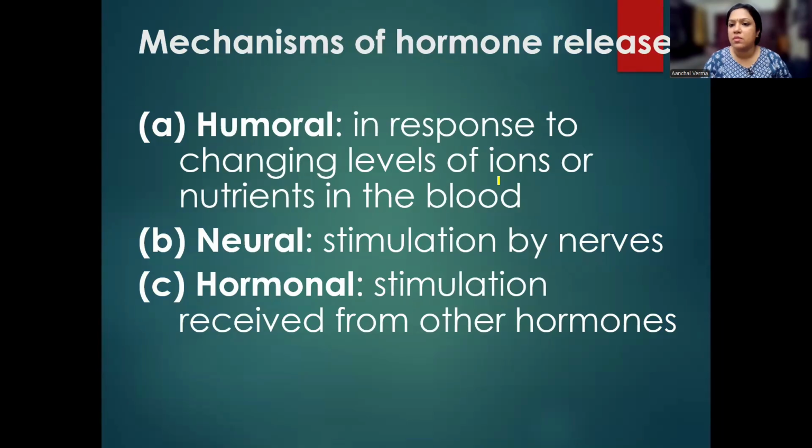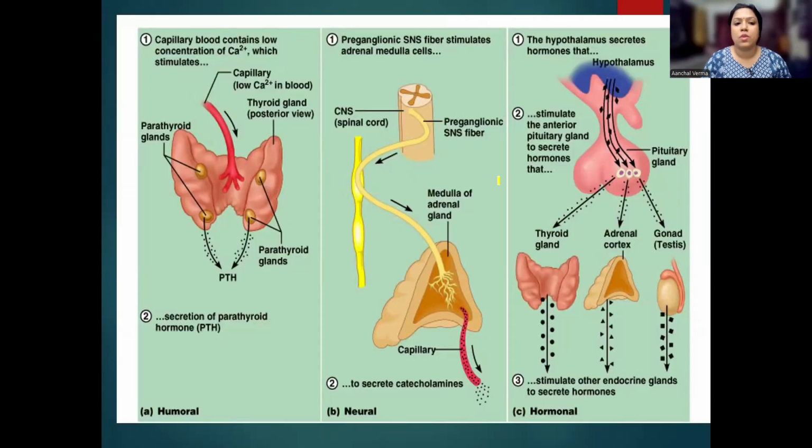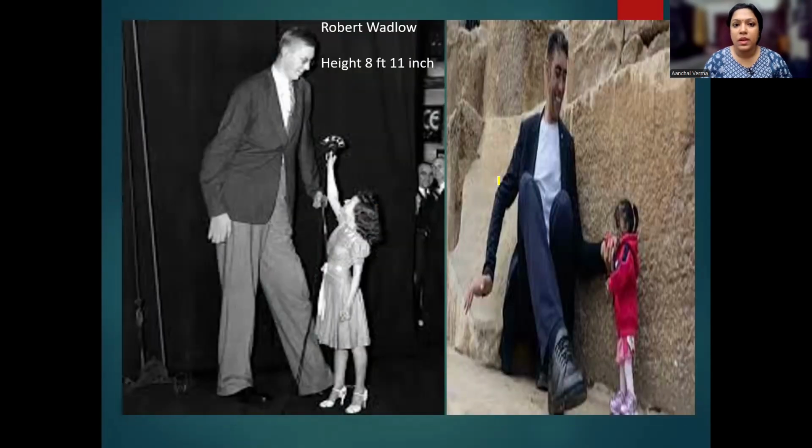So there are three mechanisms by which the hormones work. Now this must be very clear to you. One is humoral, that is the release happens in the blood. From the blood it goes to the target site. One is neural, where the nerve stimulation is required, like for adrenaline. And hormonal is like tropic hormones. That is, one hormone is released from one gland, that is pituitary releases TSH. It goes and triggers the thyroid. So one hormone triggers another hormone release. Right? So this is how the hormones work in your system, right? You can see here the tallest man with the shortest one.